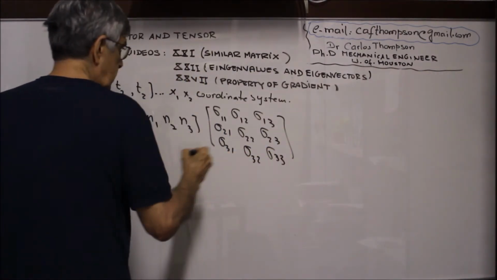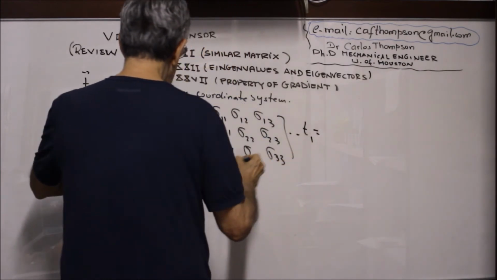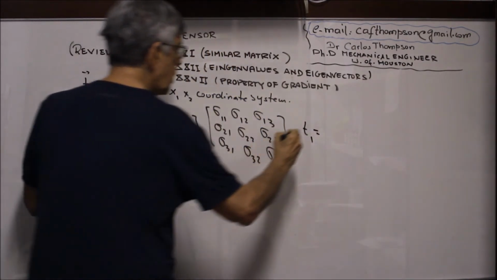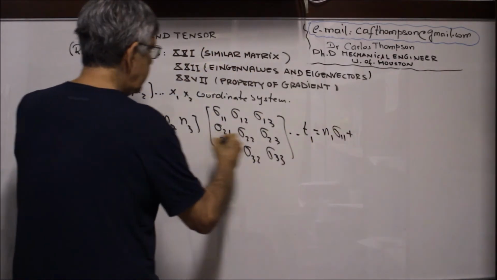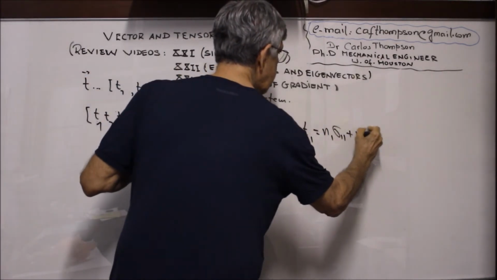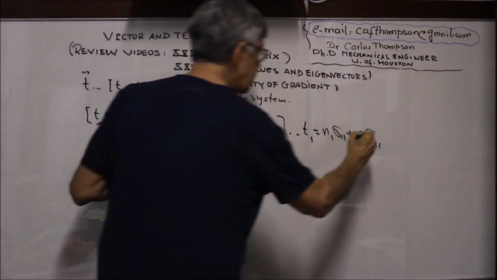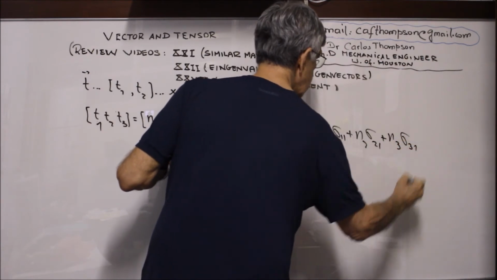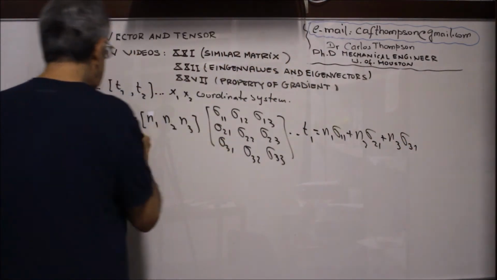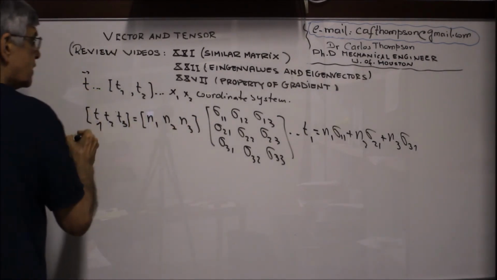So T1 will be N1 sigma 11 plus N2 sigma 21, you see this times this, plus N3 sigma 31. The same for T2, okay. Now, look, this is X.